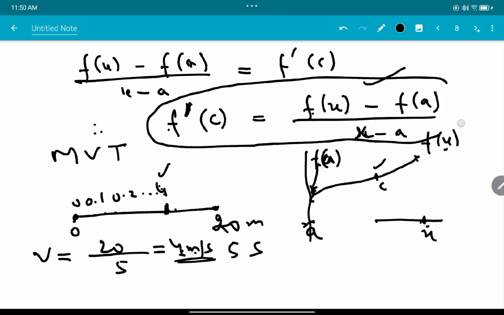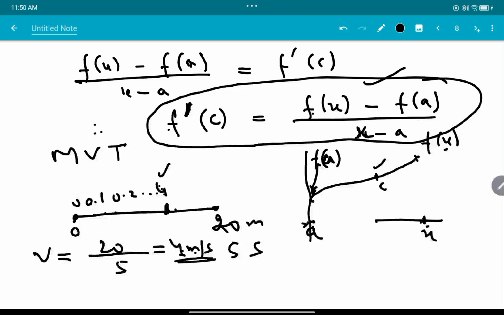This is a property of continuous functions. I hope this is clear to you. Mean value theorem is very important and very useful, so please remember this thing. This C, of course, is a point between this and this. Now let us go to another topic.